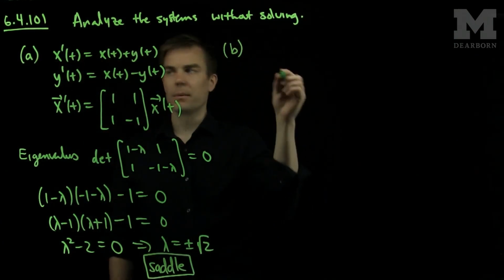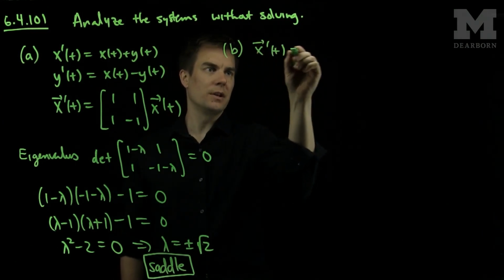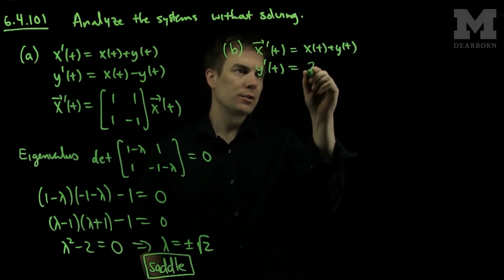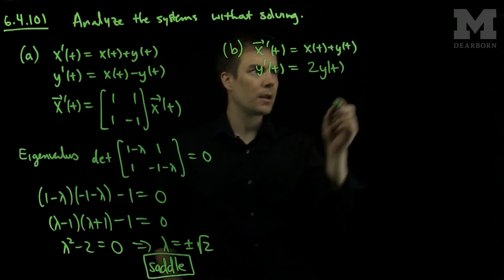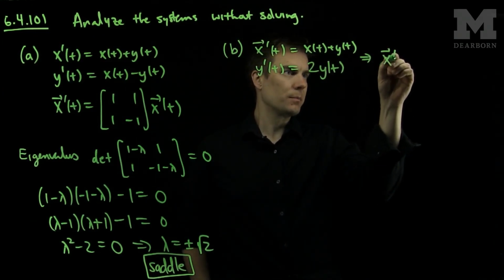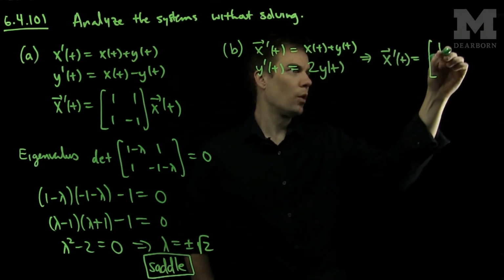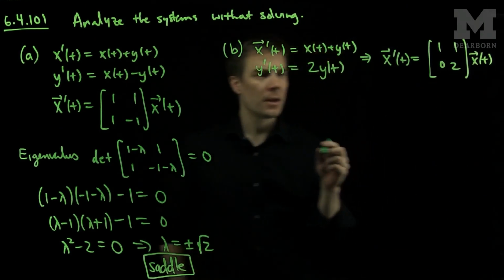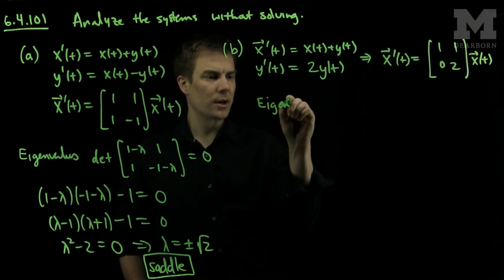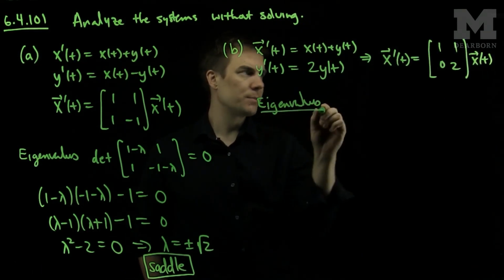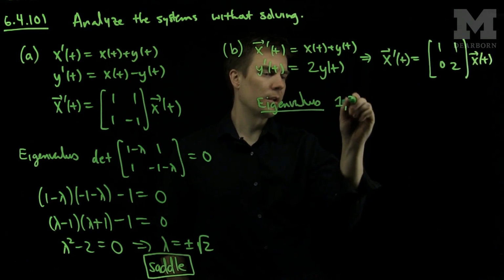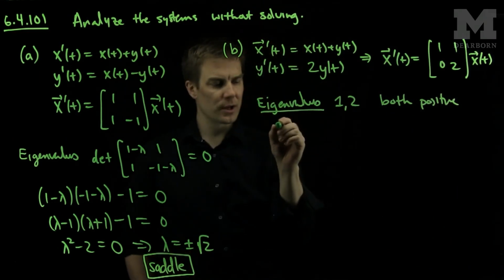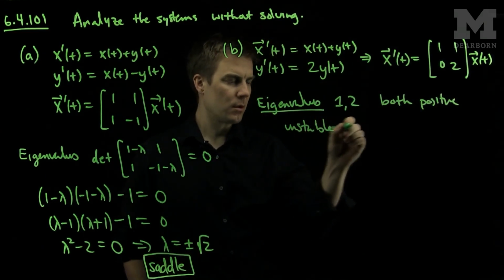In part B of this problem, we're asked to analyze the system x prime of t equals x of t plus y of t. Y prime of t is 2y of t. The matrix formulation of this system is x prime of t is the matrix 1, 1, 0, 2, x of t. And we see that we have an upper triangular matrix. And so the eigenvalues of this matrix are going to be the diagonal entries, 1 and 2, which are both positive, which means the origin is an unstable source.